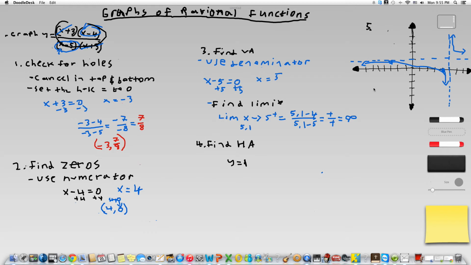And that's our graph. And a common mistake that most people make is that they forget to graph the horizontal asymptote when the horizontal asymptote is at 0. So don't forget to draw in the horizontal asymptote even if it is at 0.